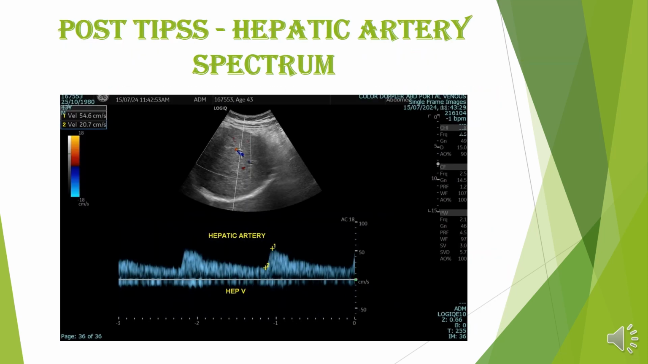Similar findings are seen in the hepatic artery post-TIPS. Normally in case of portal hypertension, the hepatic artery shows a high resistance, low velocity flow. Now due to TIPS, it's showing a high velocity, low resistance flow. It has a very good diastolic component and the velocity is around 50 centimeter per second.